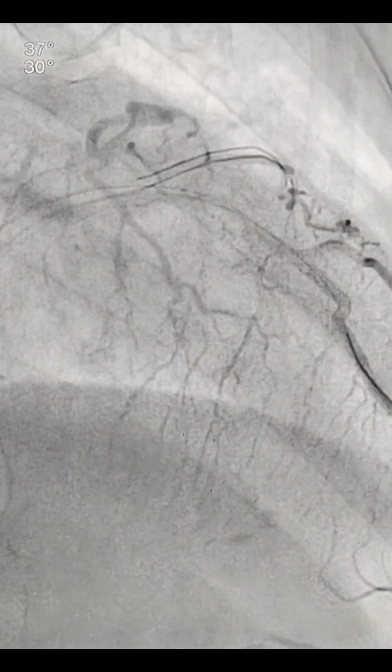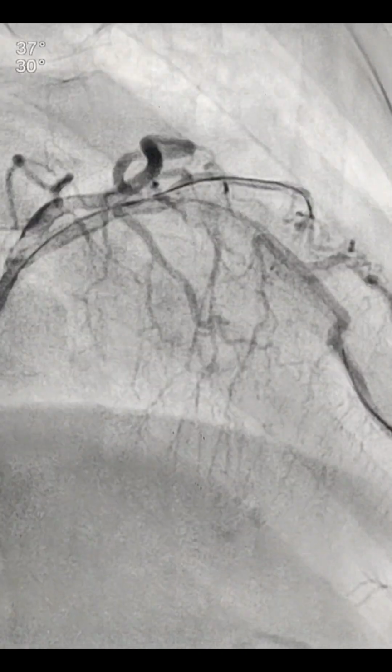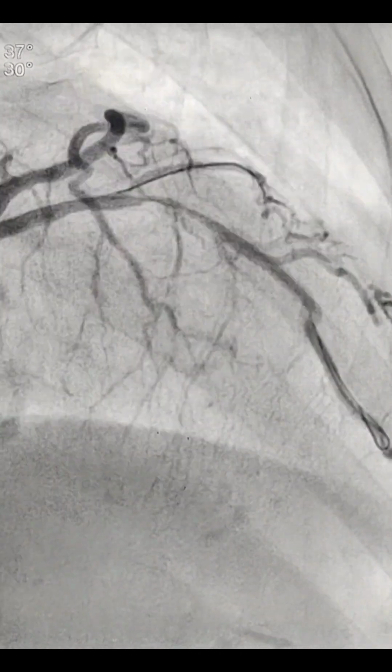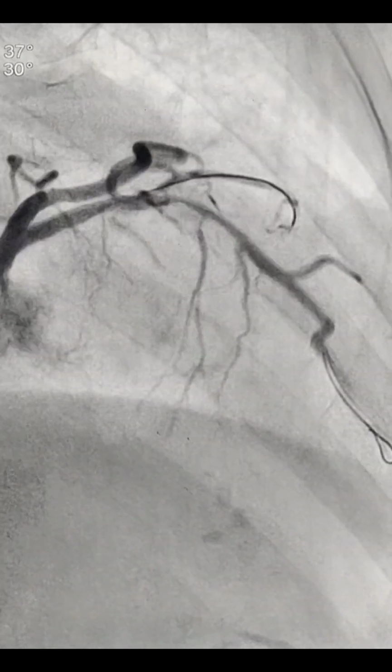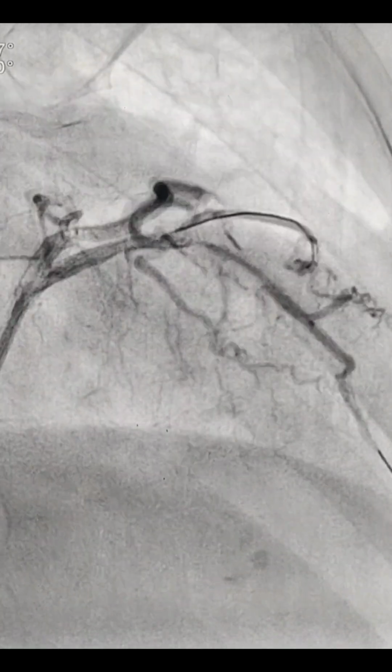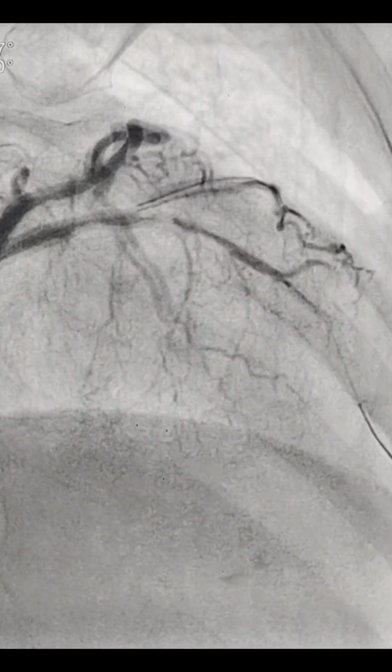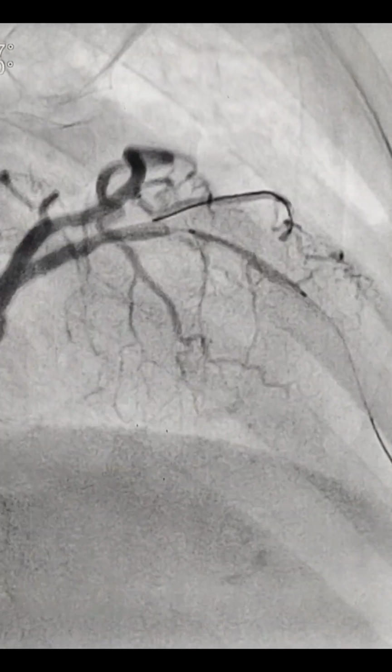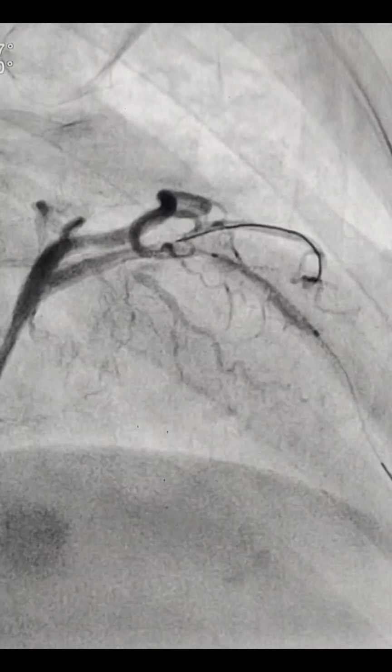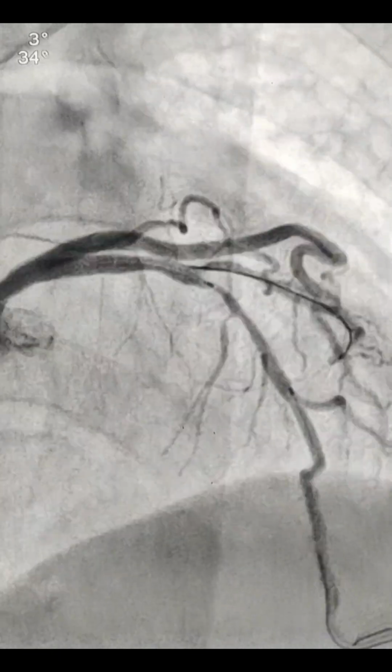This is a BMW PTCA wire, one in the diagonal one and one in the LAD. We made a knuckle of the wire in the LAD because there was a tortuous turn in the LAD. So this was the placement of the first stent, which is in the mid LAD, 2.75 into 18. There's the epicranial view.